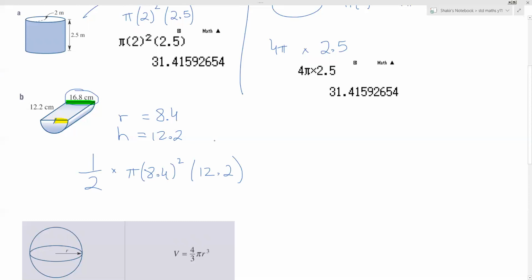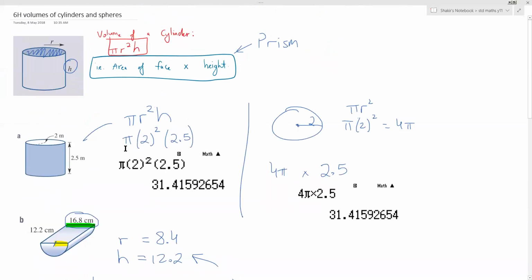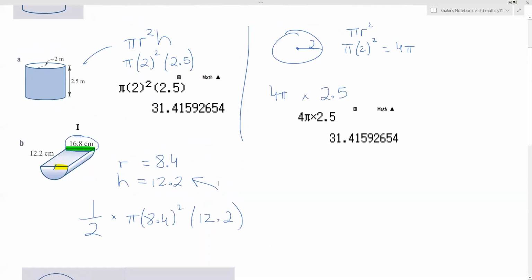12.2, and that's from there, right? Pi r squared multiplied by the height. Pi r squared is also the area of the face multiplied by the height. Either way, put it on a calculator and you get the answer. Fairly straightforward, making sure you don't forget the half. And let's move on. So now we're going to do the volume of a sphere. We've just finished doing volume of a cylinder.